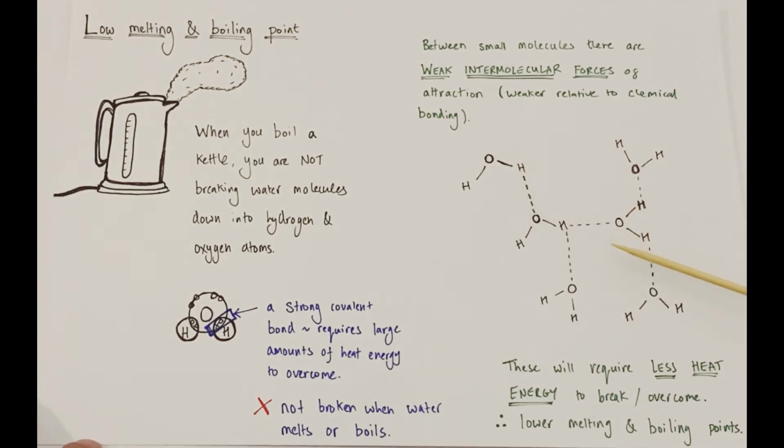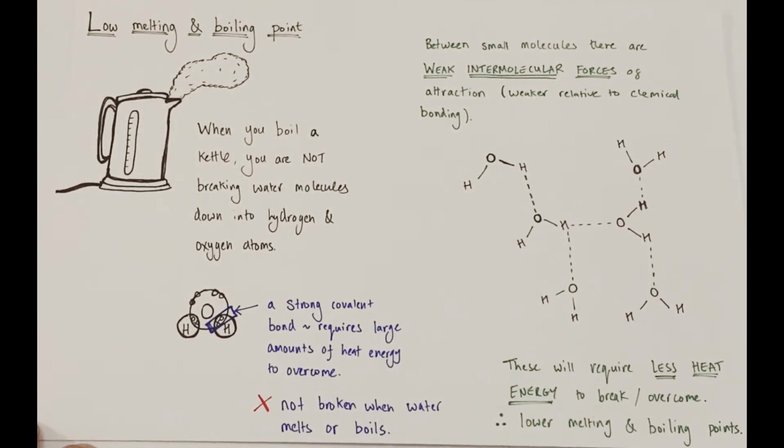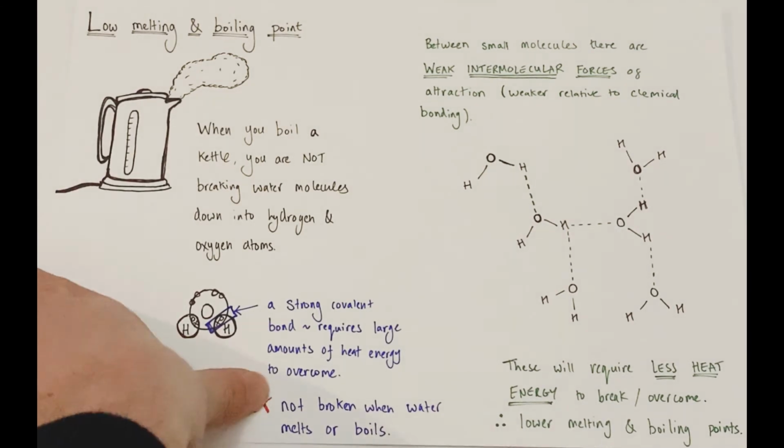These dashed lines are my weak intermolecular forces. My solid lines are the strong covalent bonds. These covalent bonds don't break. When you sufficiently heat water to cause it to boil, you're breaking and overcoming these weak intermolecular forces only. That requires a lot less heat to overcome compared to the covalent bonds. Hence why molecular structures like water have relatively low melting and boiling points, because all you're overcoming to move those molecules apart and change their state is the weak intermolecular forces between the molecules, not the covalent bonds inside the molecules.